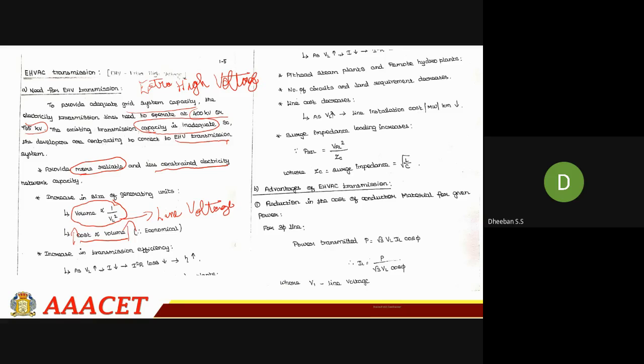Okay, so with respect to your efficiency, if your line voltage increases, your current carrying capacity will be decreasing in order to maintain your power. Your power is maintained by keeping any one of the quantities higher or lower. So if current decreases, the losses, mainly your I square R loss, will also decrease. Finally your efficiency increases. So this is a normal basic concept involved in your transmission lines.